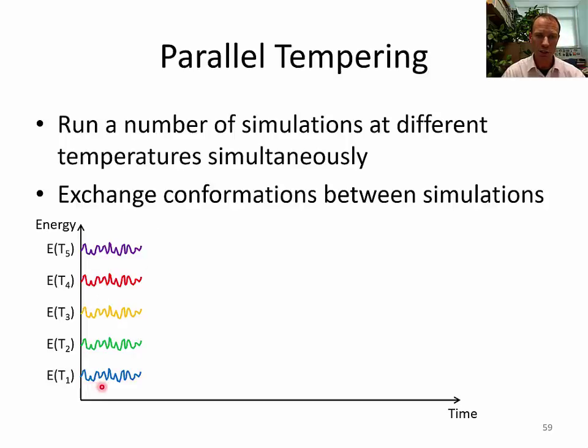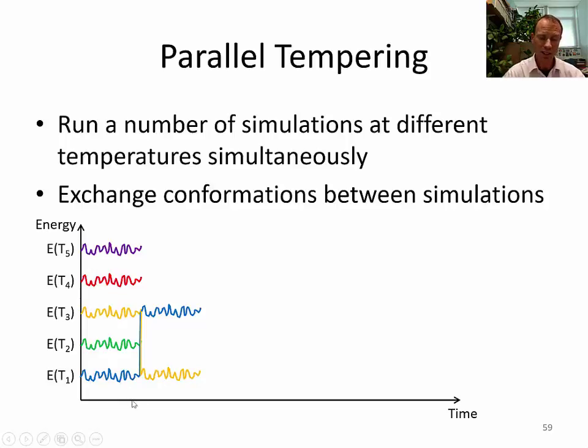We simulate for a certain amount of time, and now we want to exchange conformations. So here we've swapped the blue and the yellow structures. The structure which was here at the lowest temperature, we now suddenly put into the simulation at T3. And the structure which we did have at T3 is now taken to continue the simulation at temperature 1.